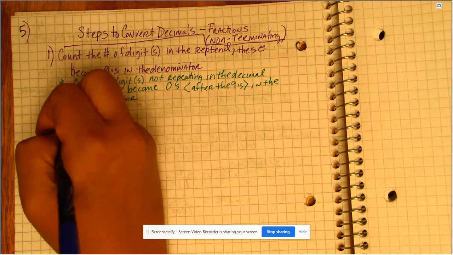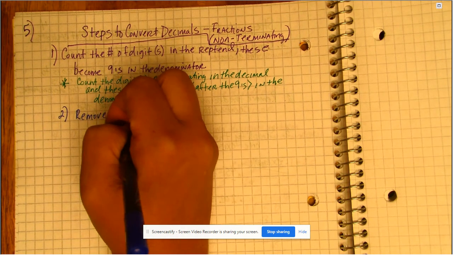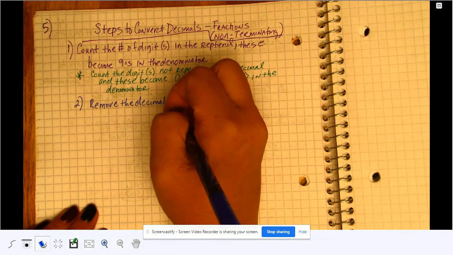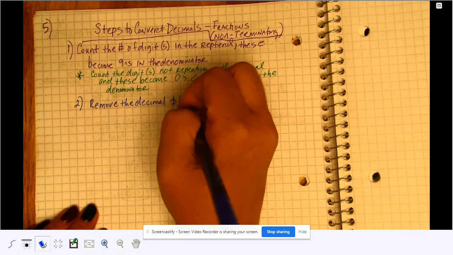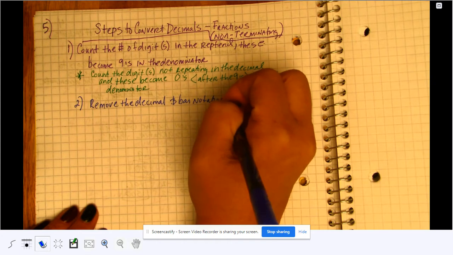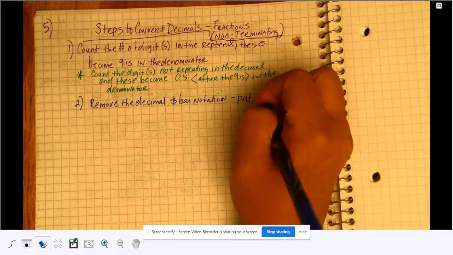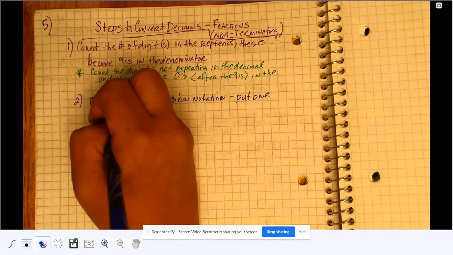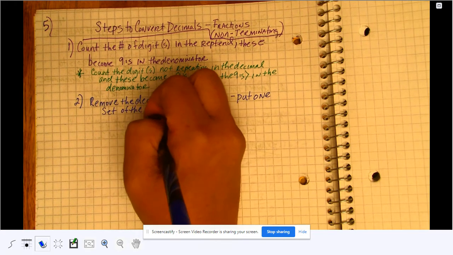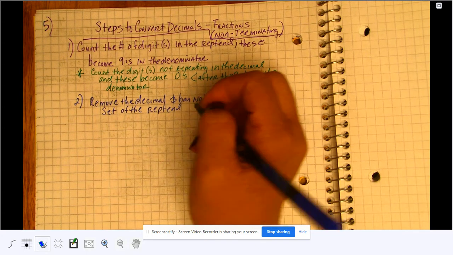Step number 2. Remove the decimal and bar notation and put 1 set of the reptend in the numerator.